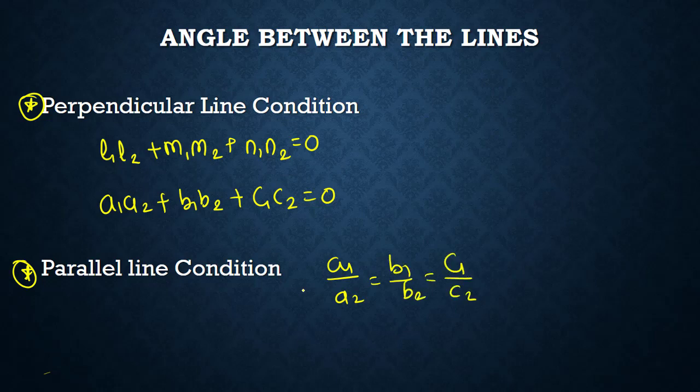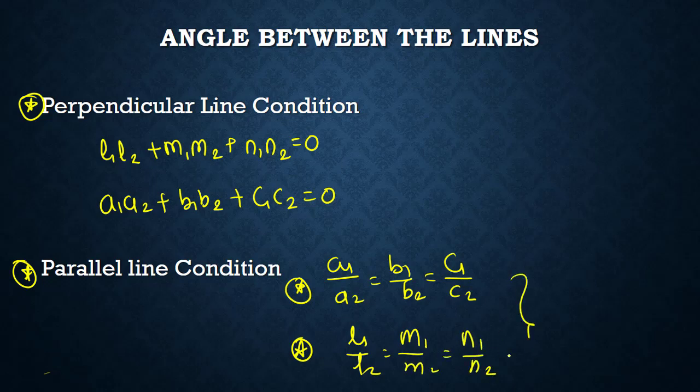Then what will be the direction cosines? Those will also be in proportion: l1 by l2 equals m1 by m2 equals n1 by n2. So these relations are very helpful while solving the questions. Okay, so let's see one simple question.